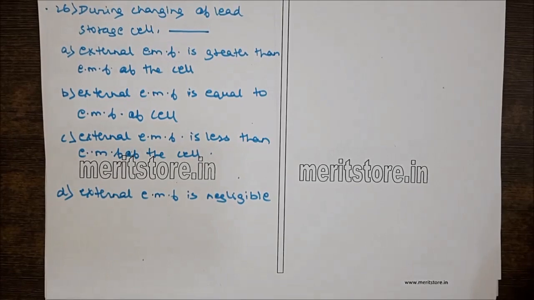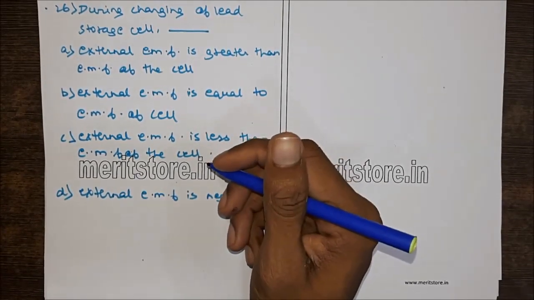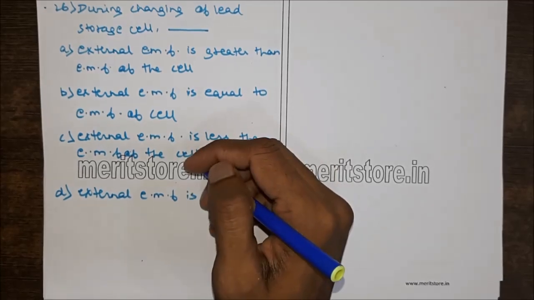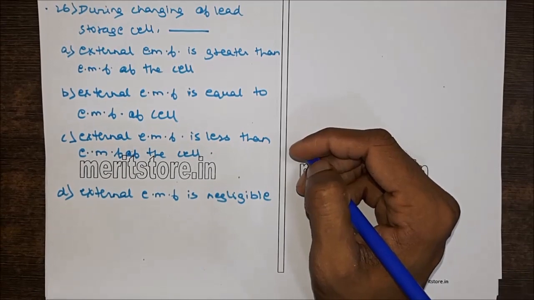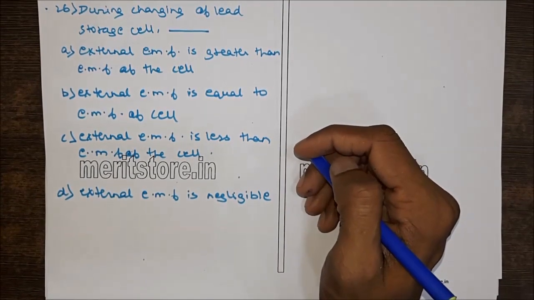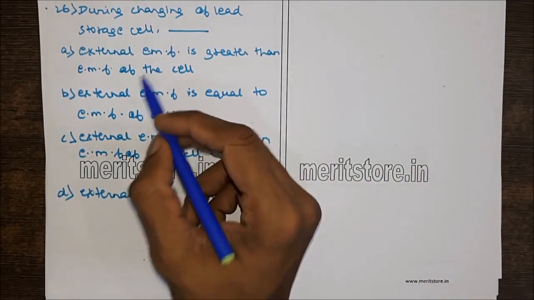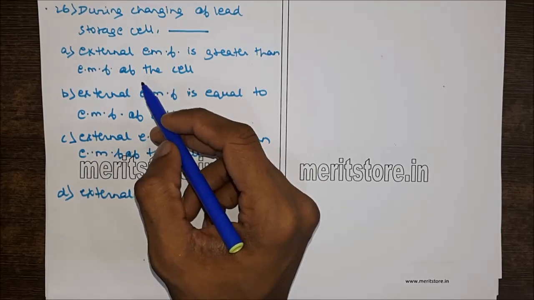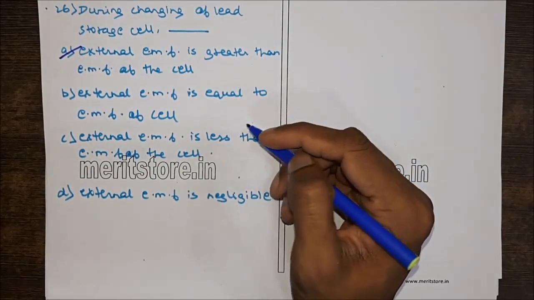Question 26, during charging of a lead storage cell, we are given 4 options. During charging of a lead storage cell, electrical energy is supplied to it from an external source, that is, the cell functions as an electrolytic cell, and the external EMF is greater than the EMF of the cell. So the option stating that external EMF is greater than the EMF of the cell is the correct answer. Therefore, option A is the correct answer.